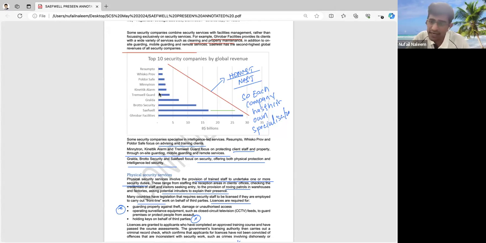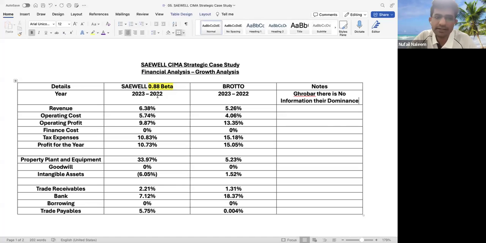So students, can I quickly get a confirmation from you all in the chat box if you are clear with that? Because for Groba, no facilities information is given. If you observe these two, we can effectively say there is a comparing factor, right? But if you observe Groba, there is nothing given. So revenue growth is 6.38 and 5.26.